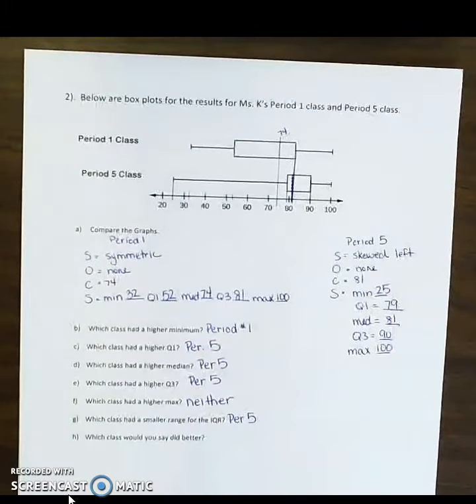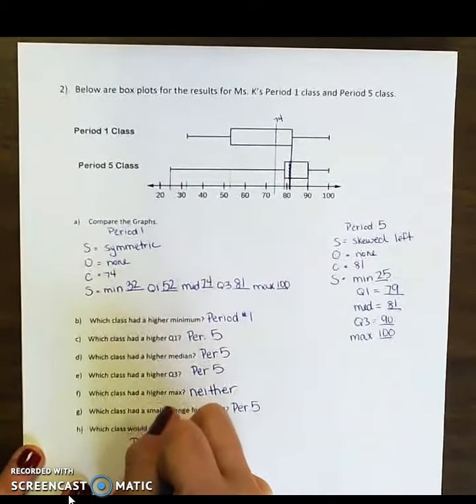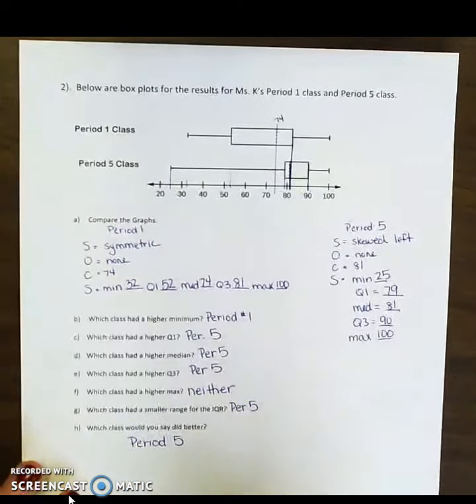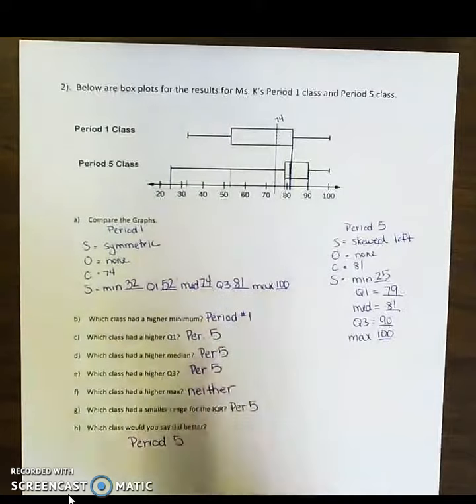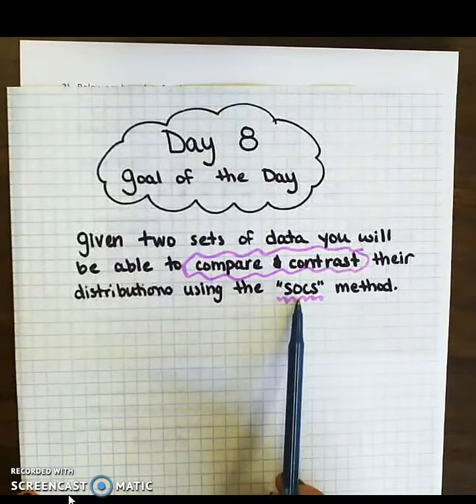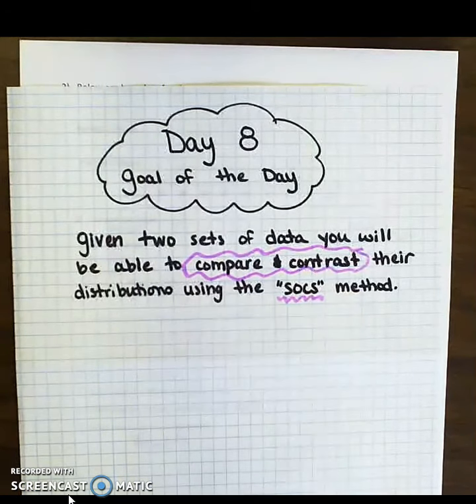So which class would you say did better on the test? Well, I would definitely say period 5 definitely had the better scores and results. Okay, so ladies and gentlemen, our goal for today was to be able to compare and contrast 2 data sets using the SOCS method. And we just did that using histograms and using box plots.